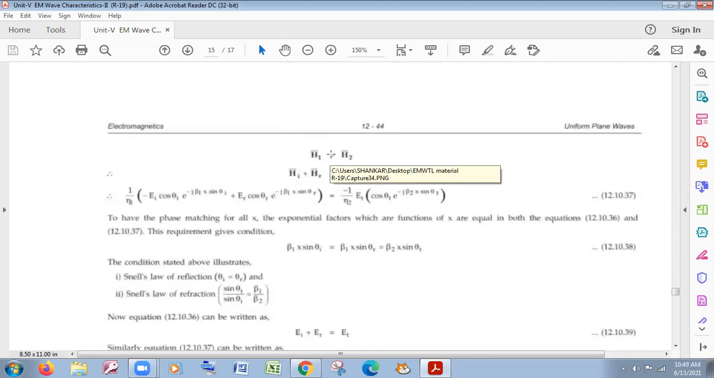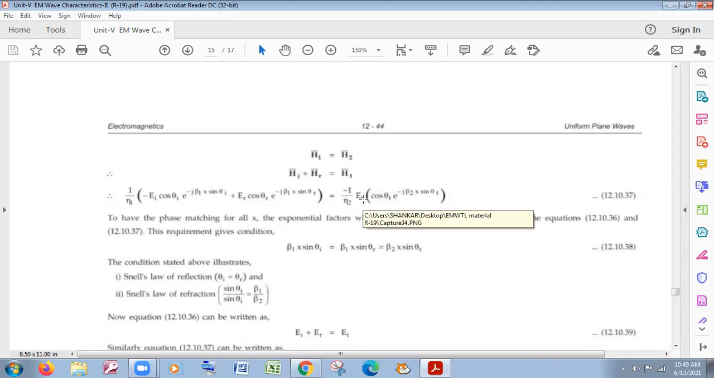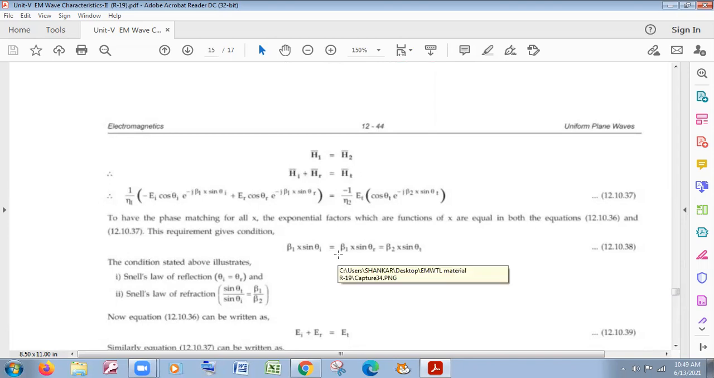In a similar way, for the magnetic field, H1 bar is equal to H2 bar, where H1 bar is HI bar plus HR bar is equal to HT bar. In this also, we can substitute z equal to 0 and compare only the ax coefficients. We get the exponentials all equal: beta 1 x sin theta I is equal to beta 1 x sin theta r and beta 2 x sin theta t. We already know Snell's law of reflection, theta I is equal to theta r. Beta 1 gets cancelled, x also gets cancelled, so theta I is equal to theta r.